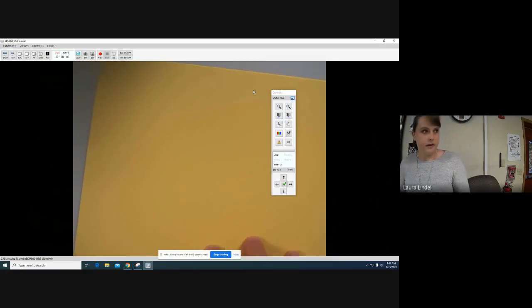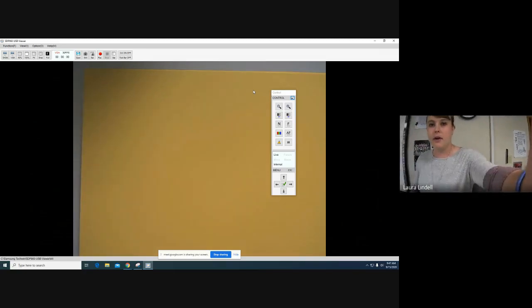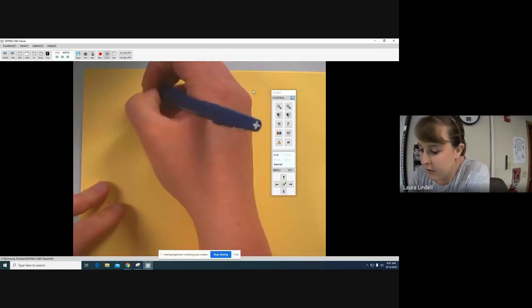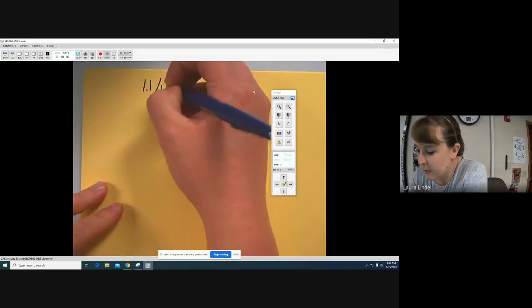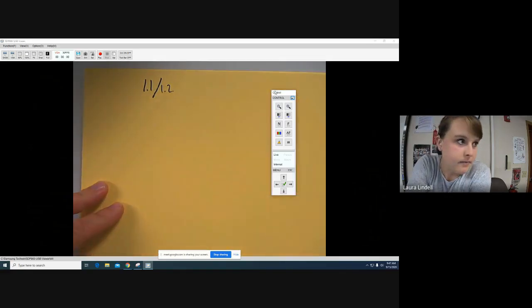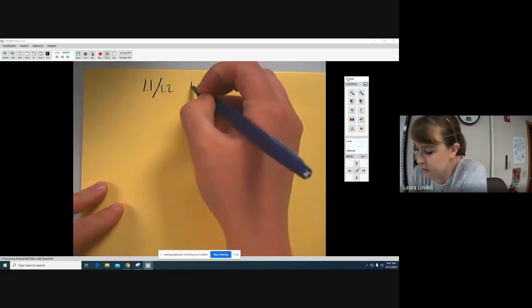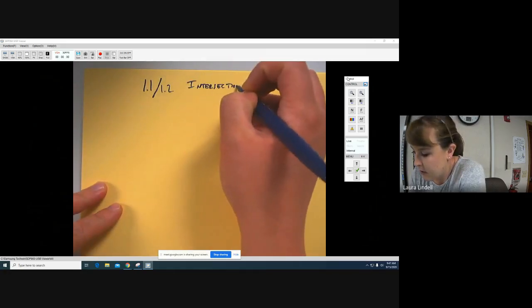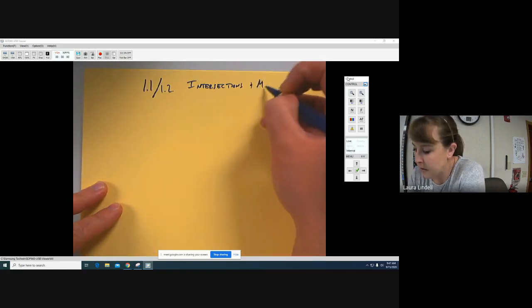All right, here we go. So today we're continuing in 1.1, and we're also going to get to a little bit of 1.2. So we're going to call this 1.1/1.2. Today we're going to be talking about intersections and measurement.